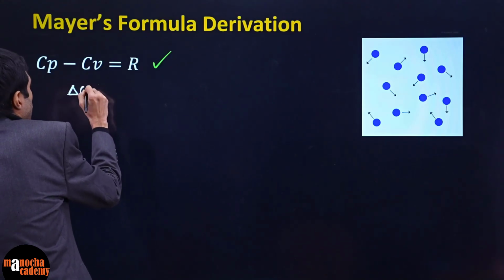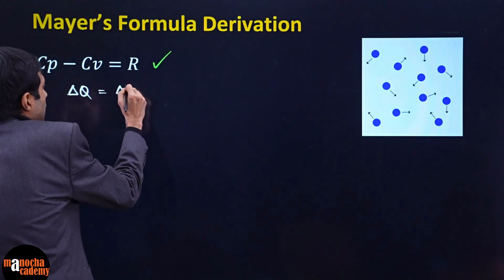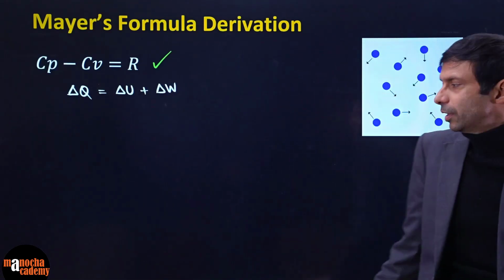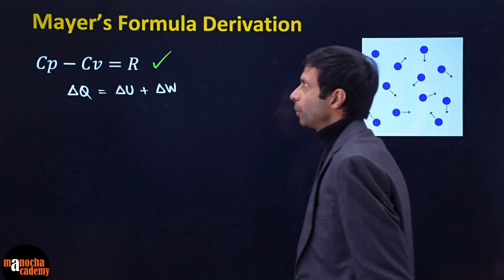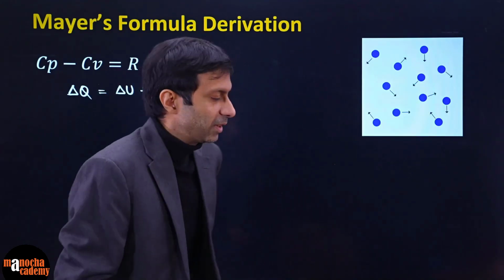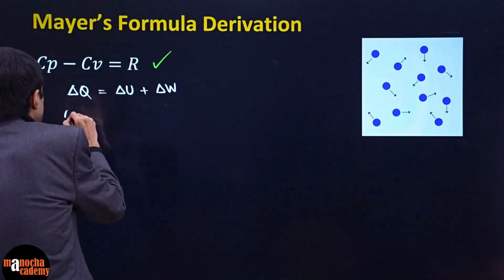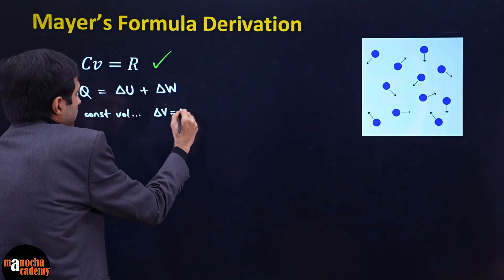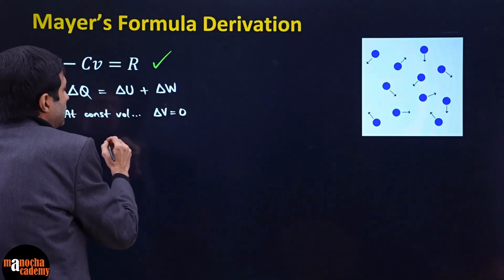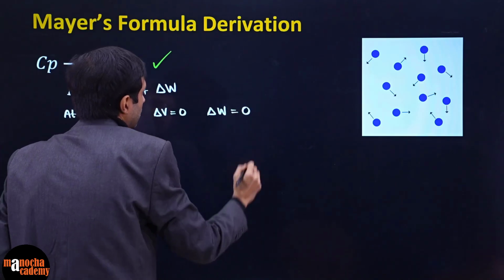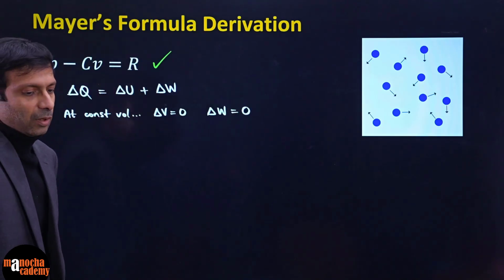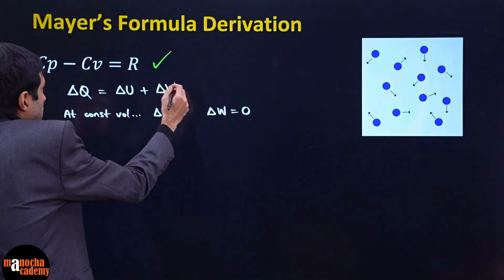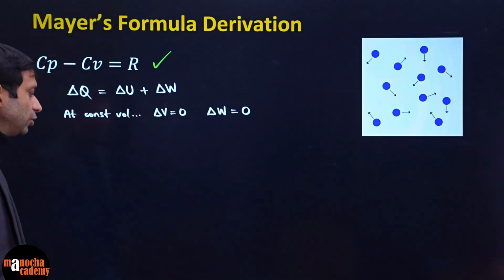We'll start with the first law. Delta Q is delta U plus delta W. Please write that, everyone. You have written the first law. First we'll talk about the constant volume case. It's the easy case. At constant volume, delta V is 0, so work done is 0. The volume is fixed, so there is no work done. So at constant volume, since there is no work done, it's all the change in energy.